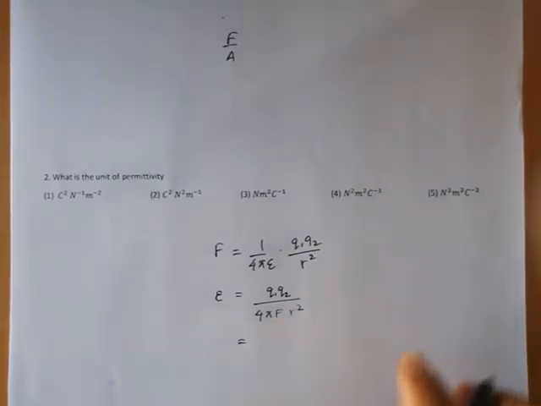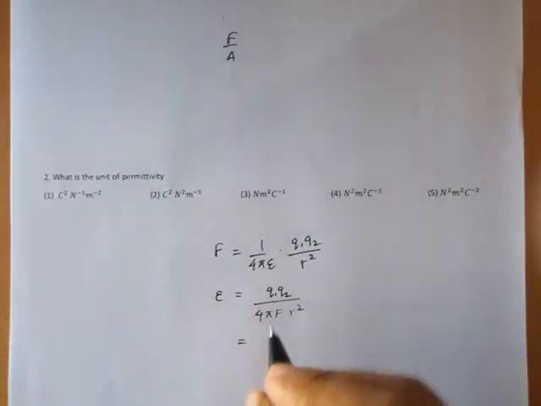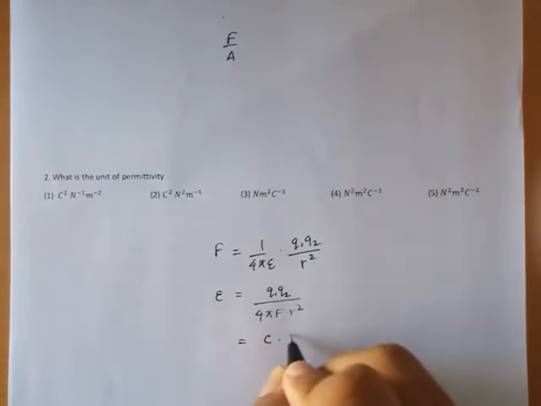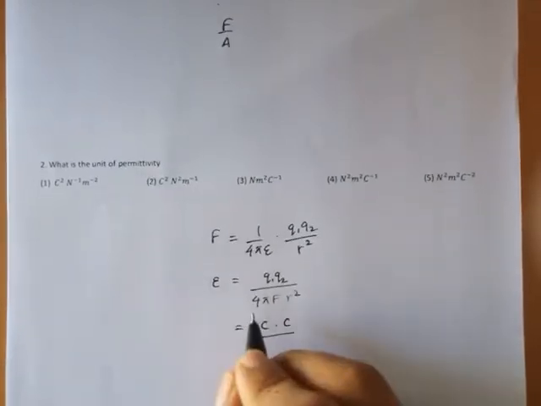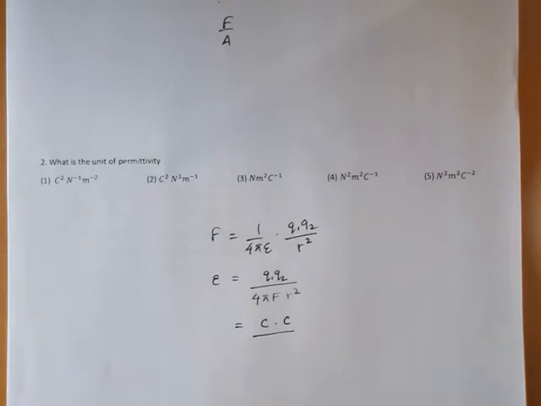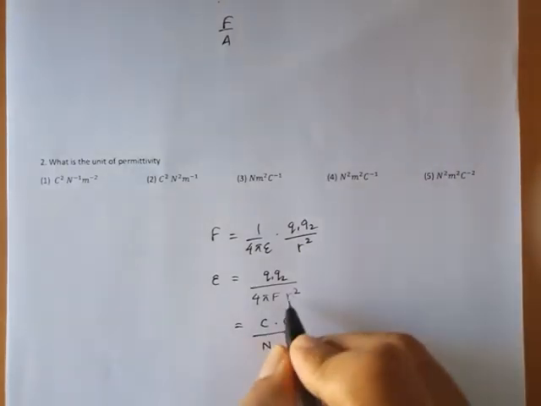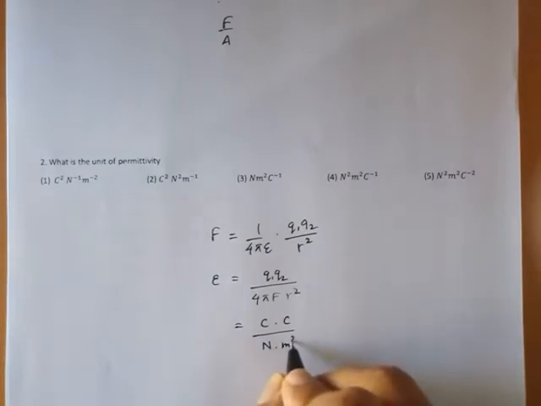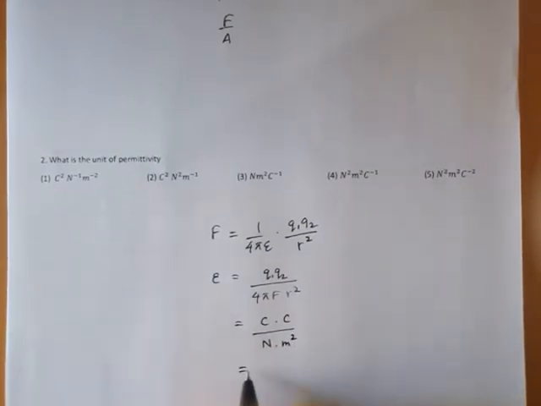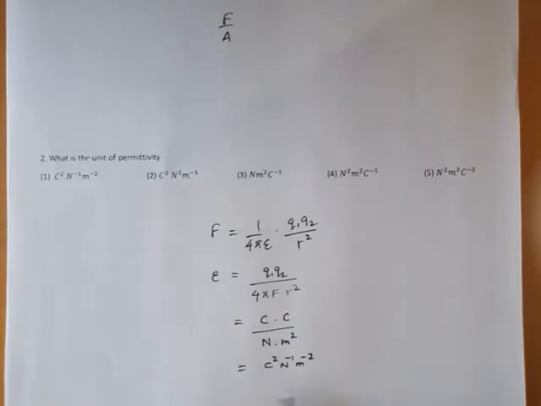Now if I consider the units, I'm just going to write in the units. Charge, we know, is coulomb times coulomb, over 4 pi, which is a unitless constant, and the unit of force we know is Newton, times distance squared, meaning meter squared. So we get coulomb squared per Newton per meter squared. So this is the unit of permittivity.